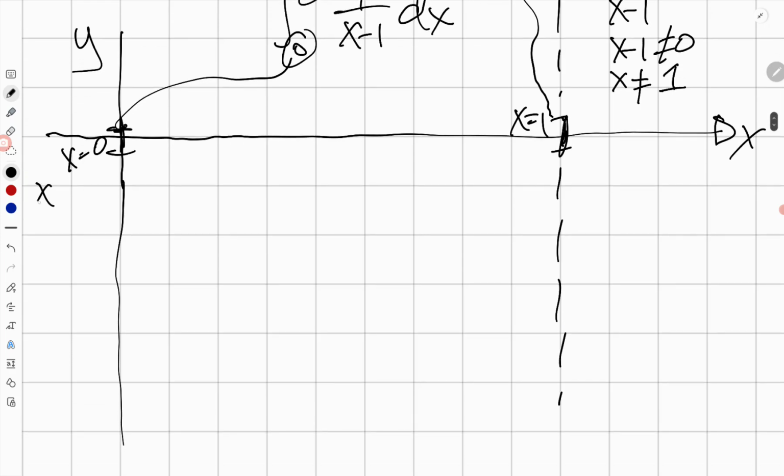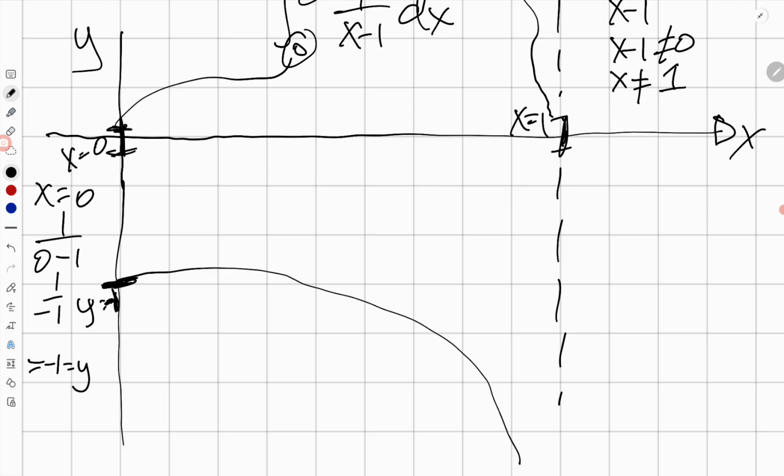Now, at x equals 0 over here on the left side, we have 1 over 0 minus 1. So that's 1 over negative 1, which is negative 1, and that's our y. So when x is 0, y equals negative 1 is what comes out. Let's say that this is right here, okay? This is y equals negative 1. So we're going to try to find this area.